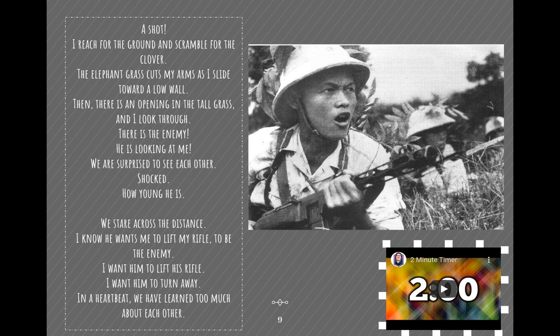So, a shot. I reach for the ground and scramble for the clover. The elephant grass cuts my arms as I slide toward a low wall. Then there is an opening in the tall grass, and I look through. There is the enemy. He is looking at me. We are surprised to see each other, shocked how young he is. We stare across the distance. I know he wants me to lift my rifle, to be the enemy. I want him to lift his rifle. I want him to turn away. In a heartbeat, we have learned too much about each other.